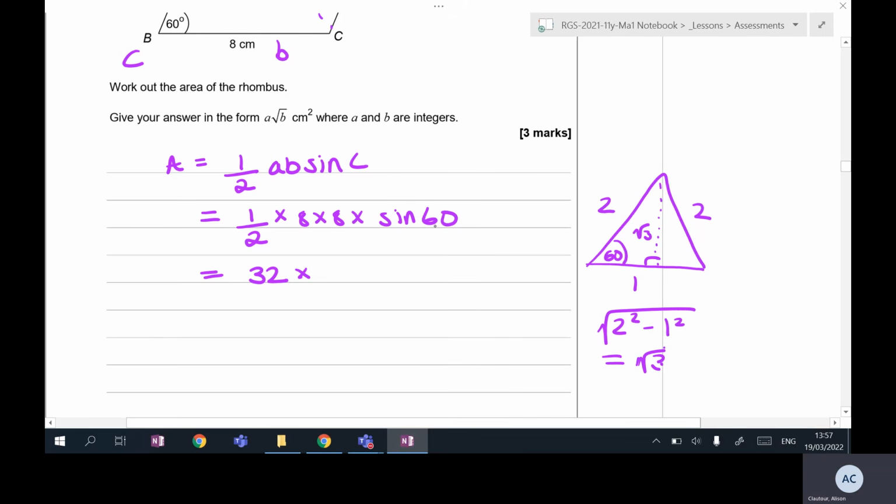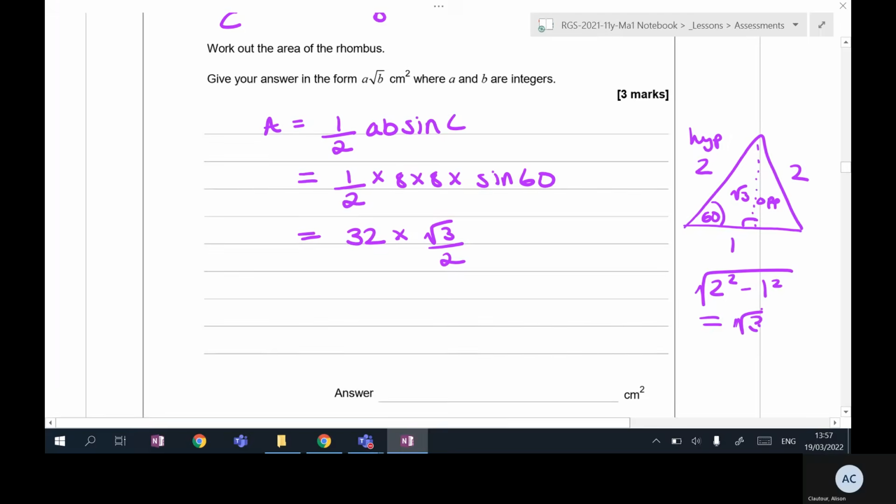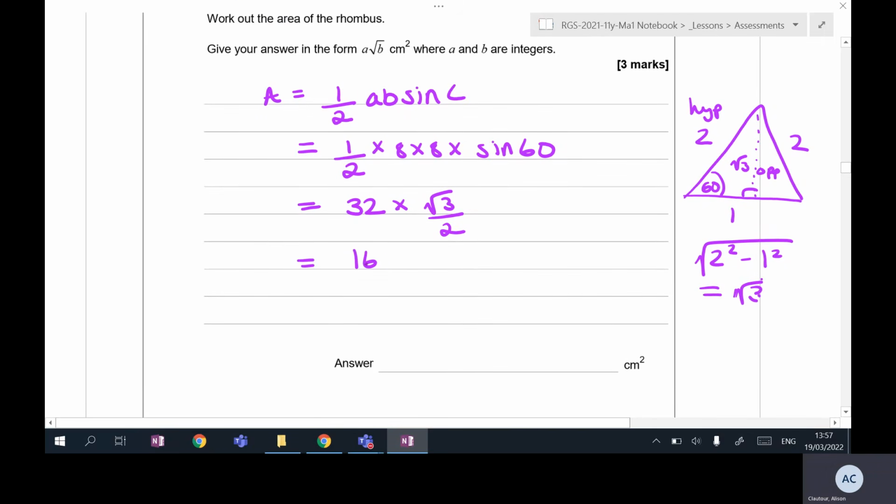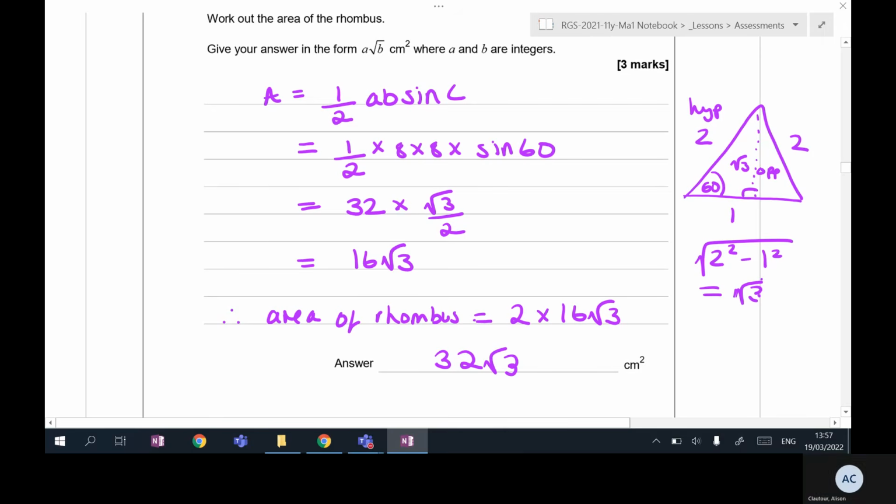So if I want sine 60, I want the opposite side over the hypotenuse. So sine 60 is root 3 over 2. So 16 lots of root 3. So therefore, the whole area of the rhombus is 2 lots of that. So 32 root 3. So that could be a question that you had at GCSE as well. It's quite straightforward.